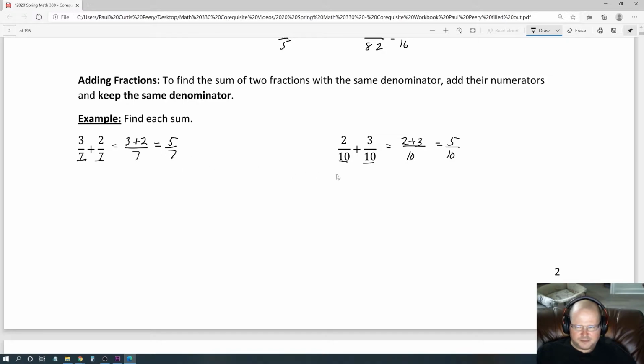5 over 7 was already simplified, but 5 over 10 is not simplified because I can divide both 5 and 10 by 5. So we would divide both those by 5, and that would give me a 1 over 2. And since now I can only divide 1 into a 1 and a 2, this is simplified. That's your final answer. Same thing over here. The only thing I can divide evenly into both a 5 and a 7 is a 1, so it is simplified.